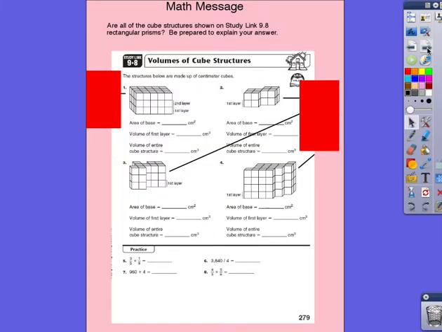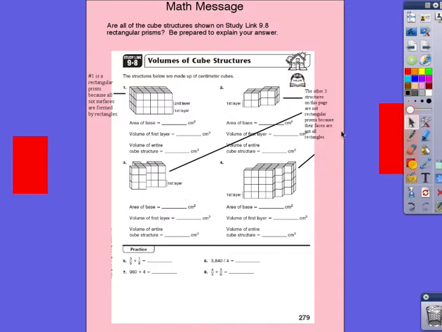Taking a look at this study link, are all the cube structures shown in 1, 2, 3, and 4, are they rectangular prisms? Take a look at that. Maybe look in your SRB for the definition of a rectangular prism. If you were to do that, number 1 is a rectangular prism because all 6 surfaces are formed by rectangles. However, 2, 3, and 4 are not because they are not all rectangles. Yes, they're formed by rectangles, but overall they are not equal.